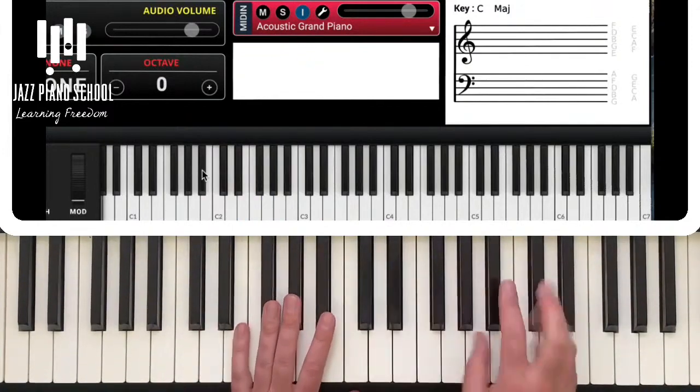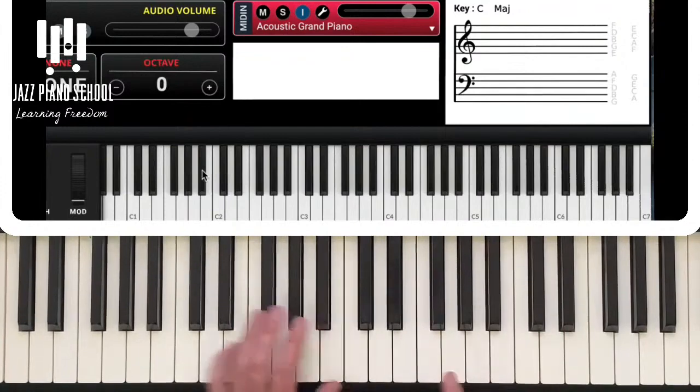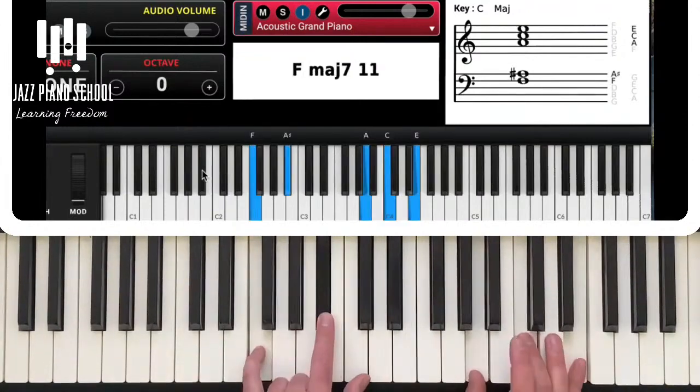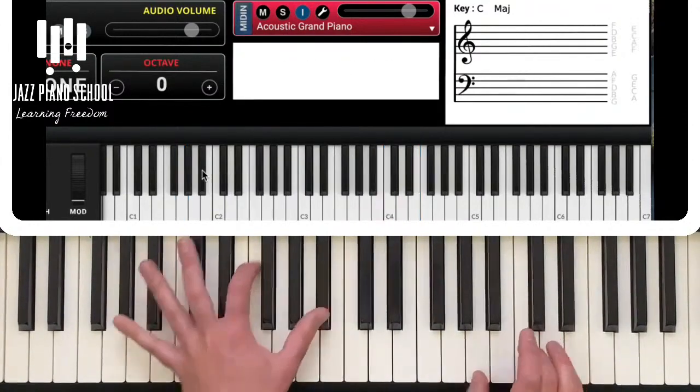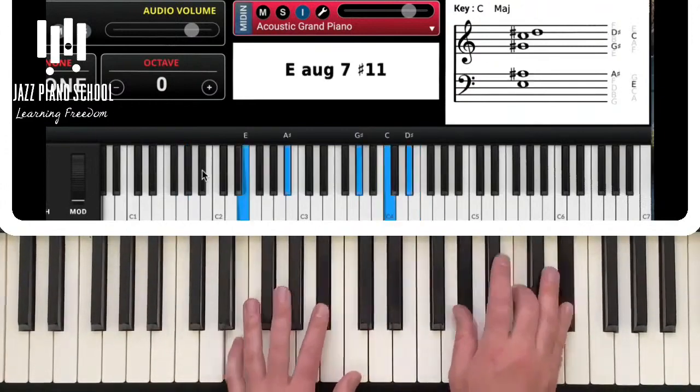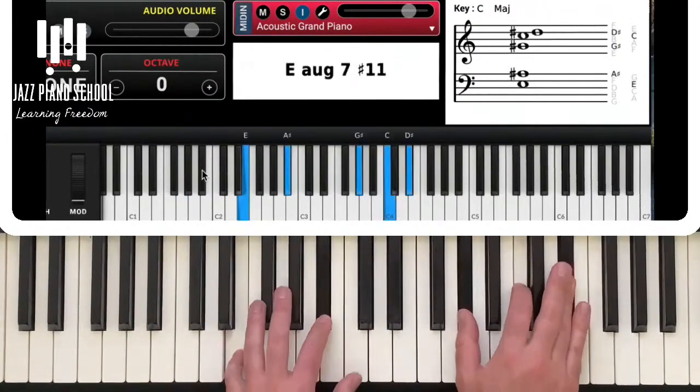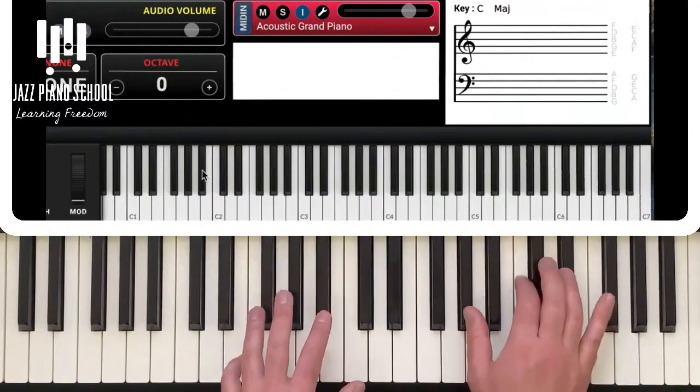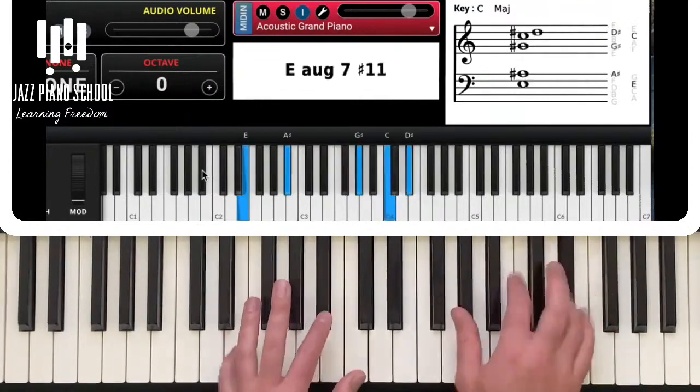So I was rotating between two upper structure triads. So remember, my first one was my 2 minor over my G minor 7. And then I went flat 6, flat 5, and then back to the 6. I could do this.